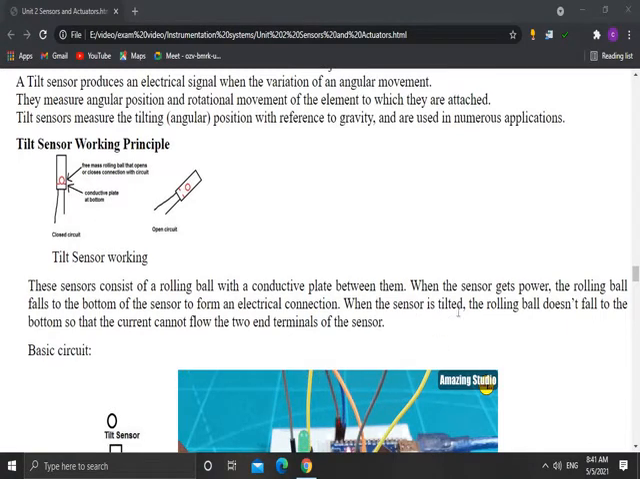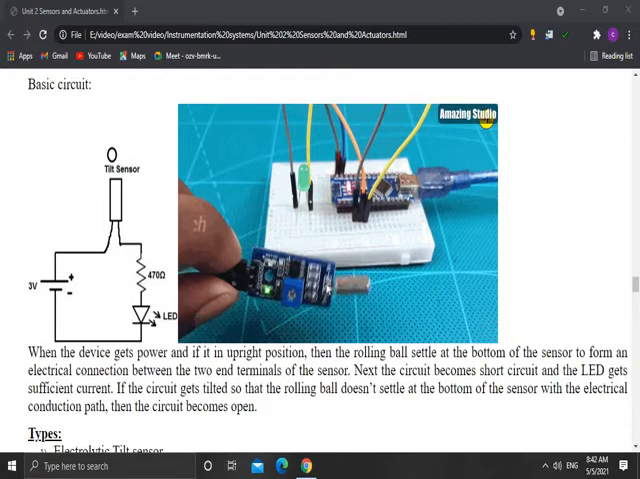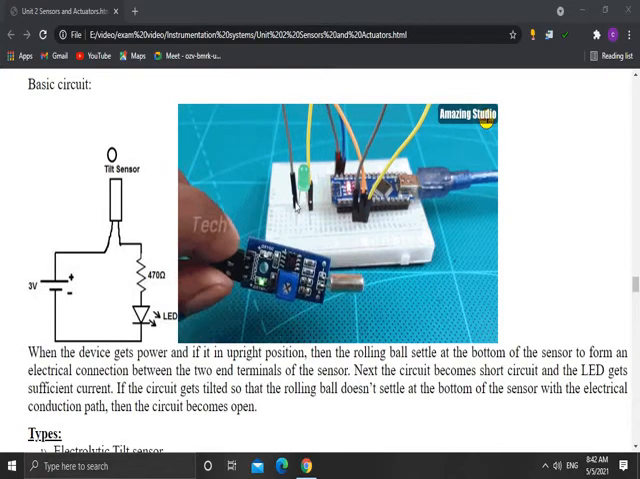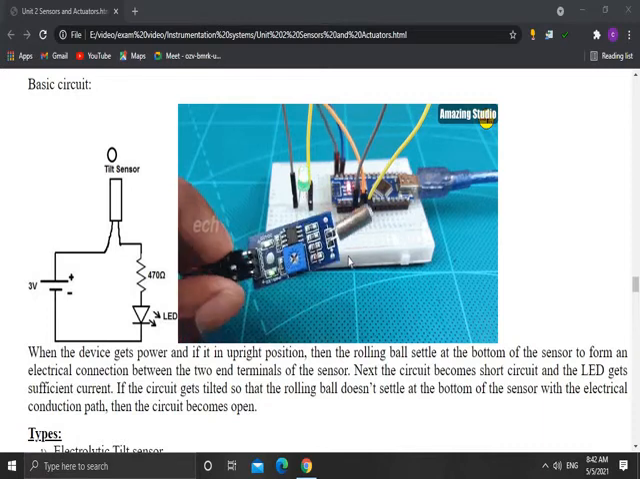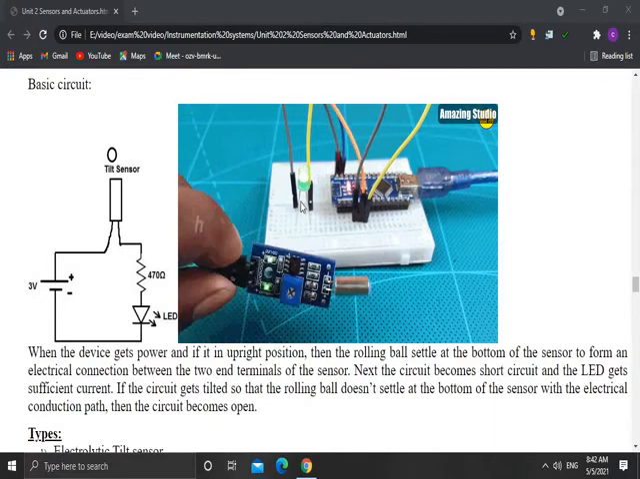When the sensor is tilted, the rolling ball doesn't fall to the bottom, so the current cannot flow between the two end terminals of the sensor. Means if we tilt the sensor, then the rolling ball will fall on the upward position. So there is no contact, so no current will flow. Here in this project you can see if we move the tilt sensor upward, then the LED is on. When we move the tilt sensor in downward direction, then the LED is off.